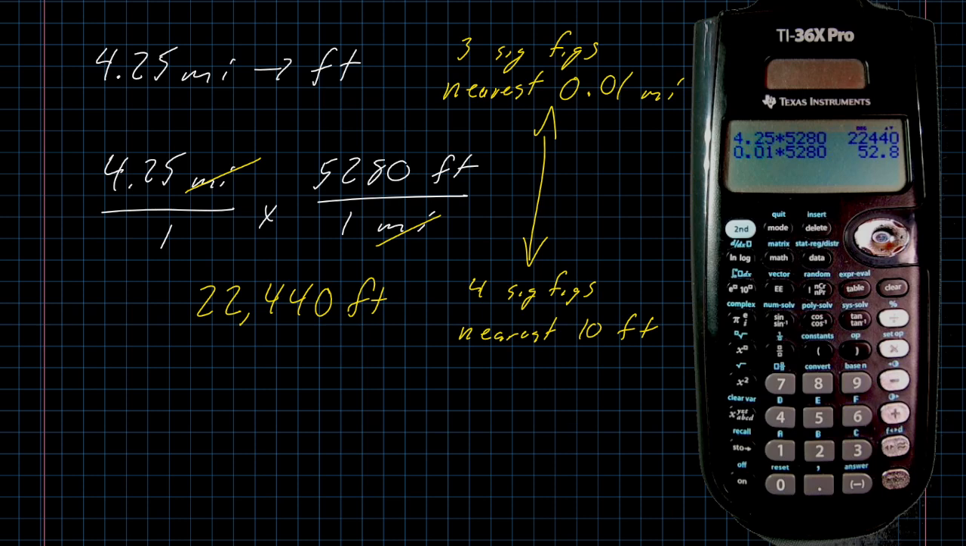So instead of writing out all 4 significant figures that my calculator gave me, I'm going to keep the same 3 significant figures that I had at the start. So I'm going to call this 22,400 feet. And now I only have 3 significant figures. I'm approximate to the nearest 100 feet, which is worse than what I had before. But again, it's better to err on the side of caution.